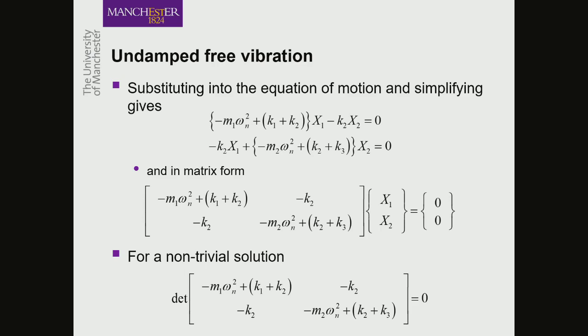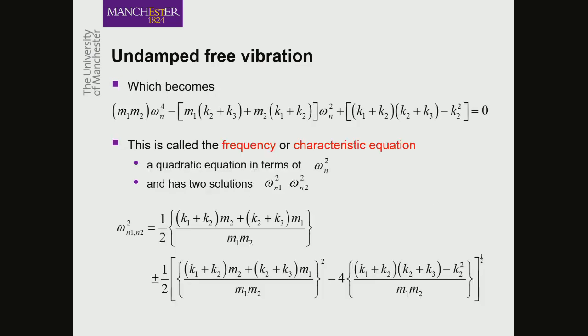We need to take the cross products here. Then we are getting a fourth degree equation. This equation is called the characteristic equation. Probably you will remember the characteristic equation from one degree of freedom systems. So here we have a two degree of freedom system and our equation is getting fourth degree.